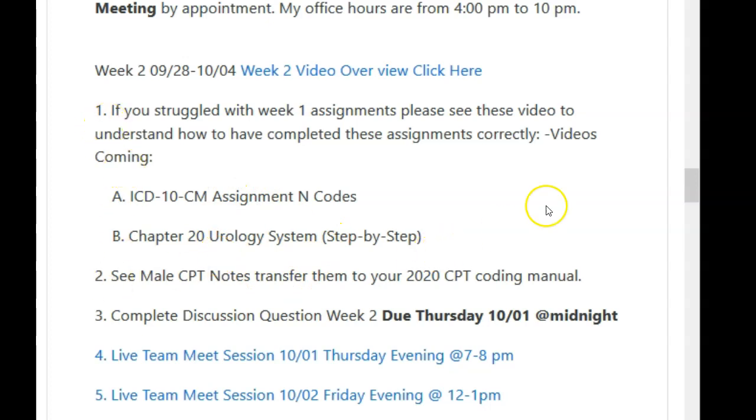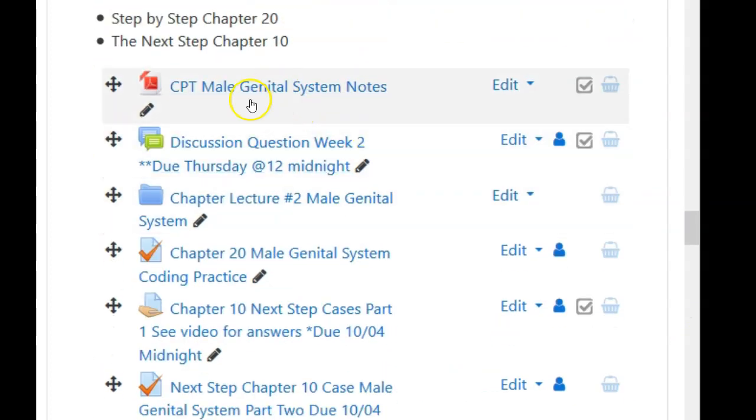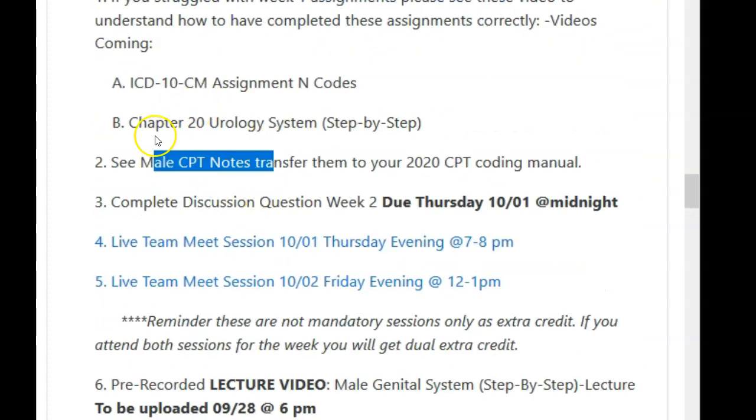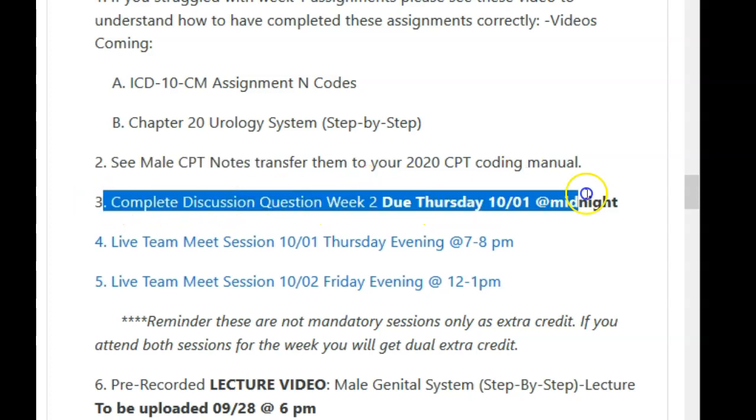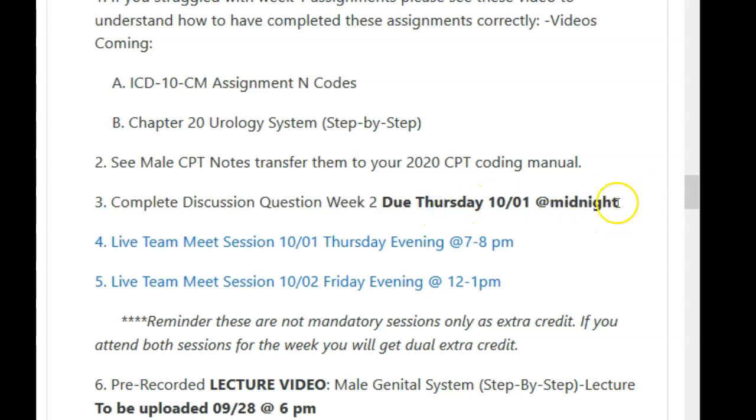So make sure you watch those first, and then your next thing you need to do is complete your CPT notes, okay? And there they are, the CPT male genital system notes. And then the next thing you're going to do is complete your discussion question. Again, there should be no reason why you don't complete that at the time that it's needed. That's a free 100 almost. Most of the time they're really easy, so make sure that you don't skip that, okay?